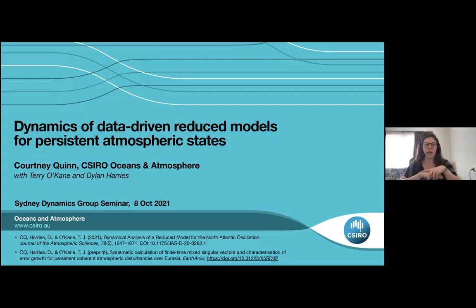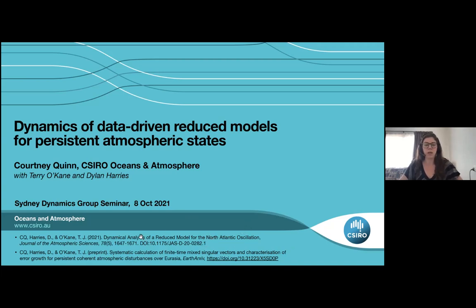So I've been working as a postdoc at CSIRO for the past few years with Terry O'Kane, and also doing some studies alongside another postdoc, Dylan Harries, who's now over in South Australia. He's moved away from climate and into the medical field. But we've been trying to tackle this question of the connection between dynamics and data-driven reduced methods, basically the methodologies that one uses with the large data sets you get, particularly in climate modeling and the climate science world.